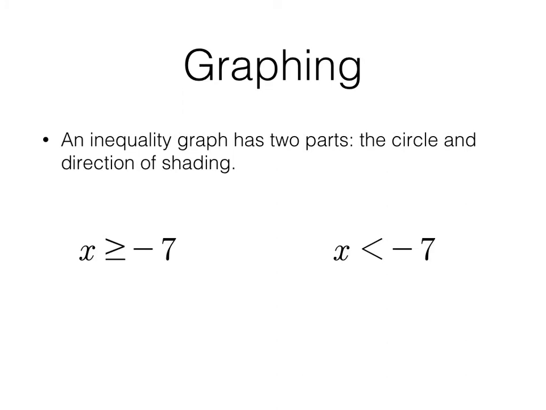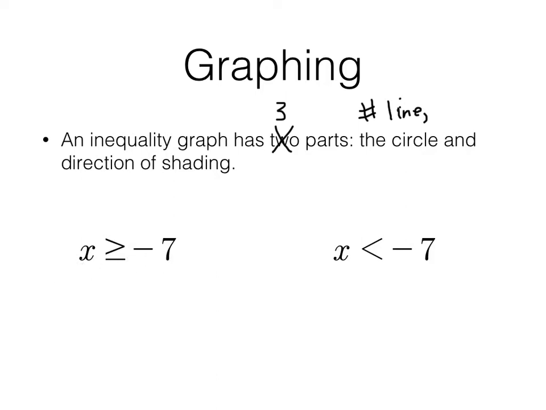You graph an inequality solution. An inequality graph has two parts, the circle and the direction of shading. Well, it should say three parts. An inequality graph really has three parts: a number line, a circle, and a direction of shading. So what we're doing is showing the solution set of x is greater than or equal to -7.